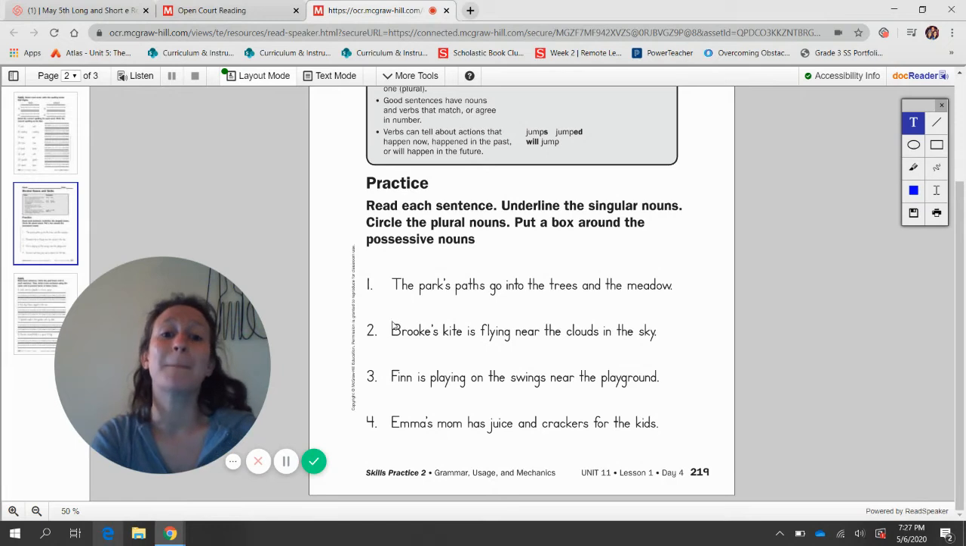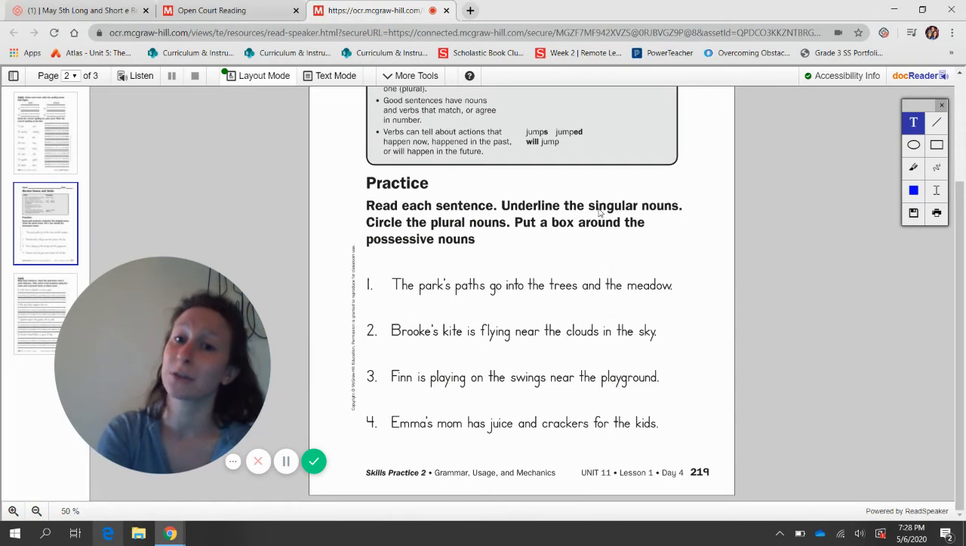So you're going to put a box around Brooke's. You're going to put an underline around kite. You are going to put a circle around clouds, and you're going to put an underline around sky. All right, hopefully that makes sense. So lines 3 and 4, you can go ahead and do those on your own. Remember to put a box. Actually, you can just read the directions, but definitely put a box around the possessive nouns, circle the plural nouns, and underline the singular nouns, right? All right, let's go to the back.